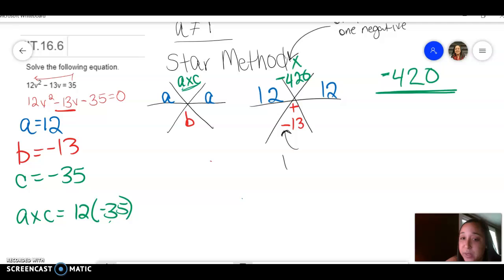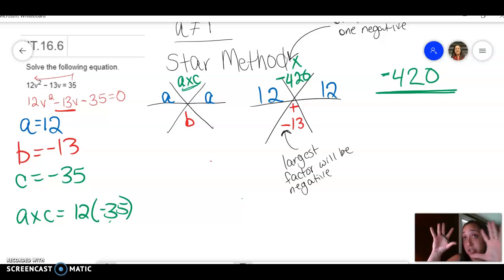So I have a few notes. I know I'm going to have one positive and one negative factor. And I know that when I figure out what my factors are in that list of factors, when I write them down, I'm going to take each one of the larger factors and make those negative.